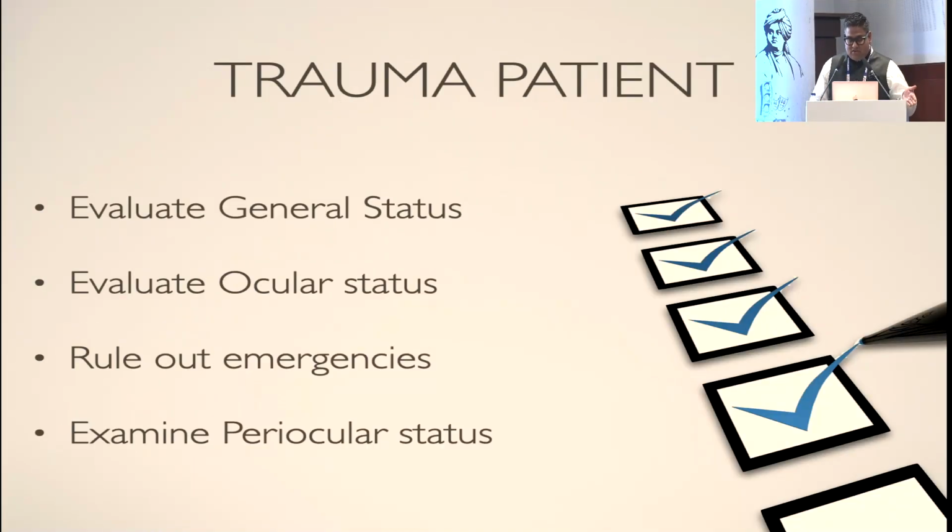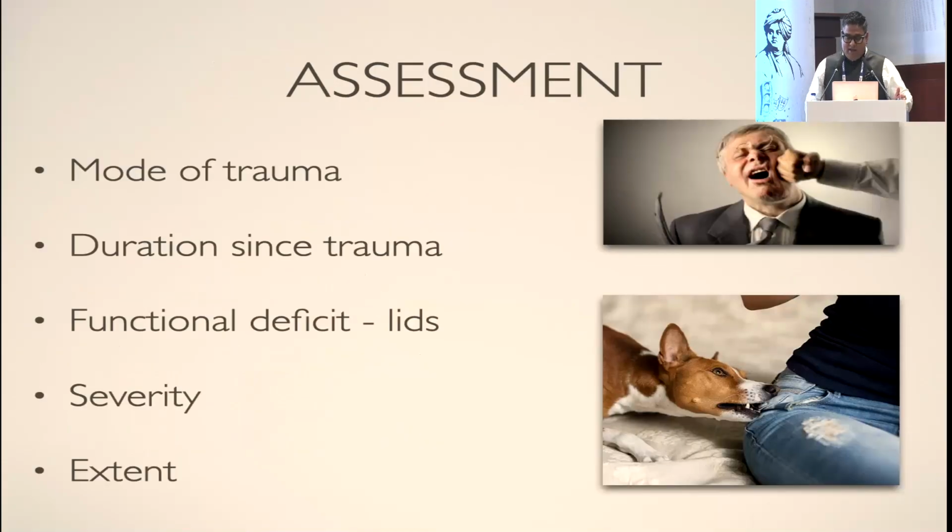So general status, ocular status, rule out life-threatening emergency, then we go into the eye. So when we look for trauma, it's important to note the mode of trauma, the direction of the trauma, and the way in which it happened, because that will help you to understand if there are other coexisting penetrating injuries or not. It's important to know the duration since trauma, because in a lot of cases the sequelae of trauma is evolving over time, how severe it is and how extent it is.